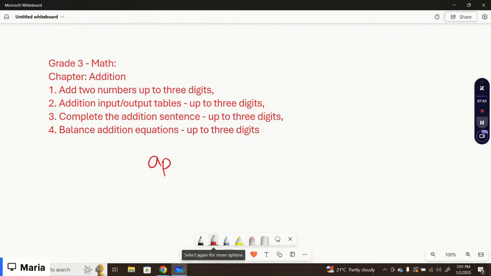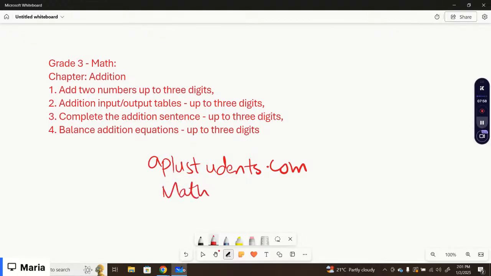You can find all the lessons on aplusstudents.com. You have to log in there using your email address and the password provided by the administrator. Then you have to select math from the subject tab, scroll down to grade 3 math and then click on view all lessons. There you can find the list of the lessons.